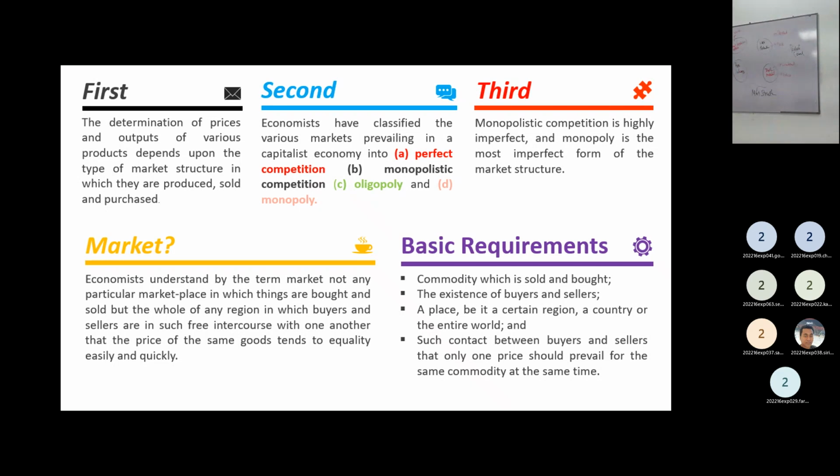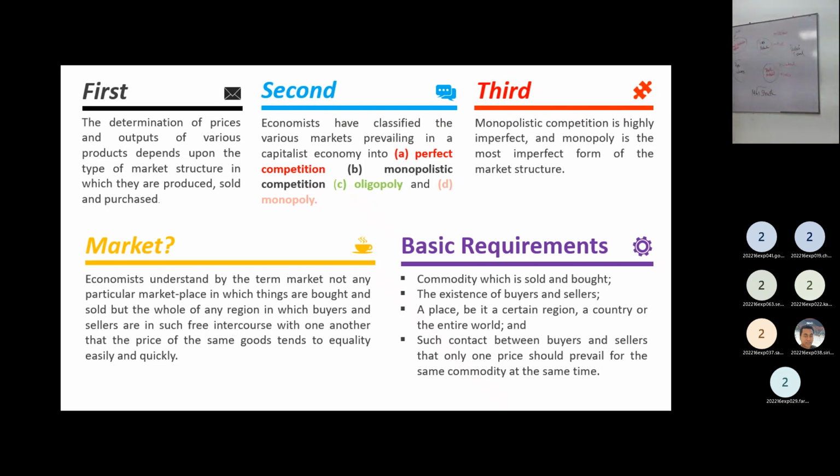Now, what do you mean by a market? In a very simple way, market means what? Where buyers and sellers meet together. Okay, good. Are there any different answers? All agree? Buyers and sellers are meeting together. Isn't it? Then it can be considered as a market.